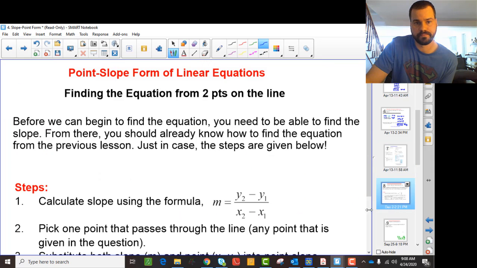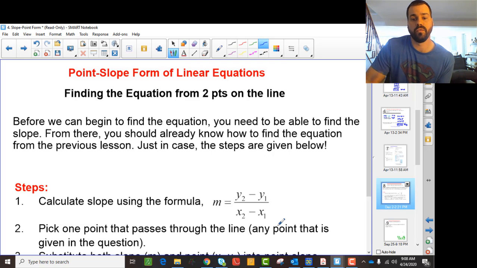Now, what we want to do is say, okay, how do I do this point slope form from 2 points? So instead of being given a point and given the slope, how do I do it from 2 points? So what we do, we already know how to find the slope using 2 points, y2 minus y1 over x2 minus x1. So we use those points to find the slope. We take the 2 points that we're given and find the slope.